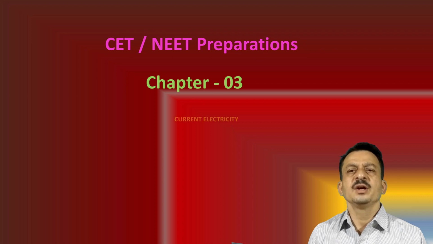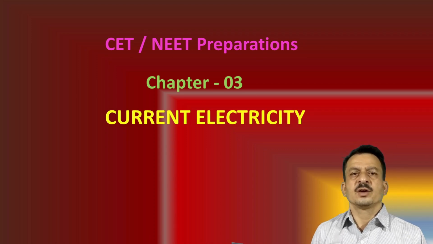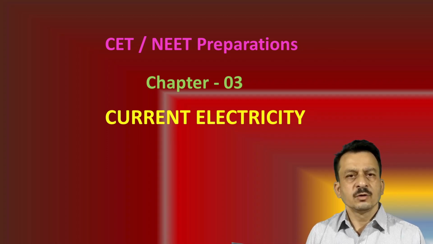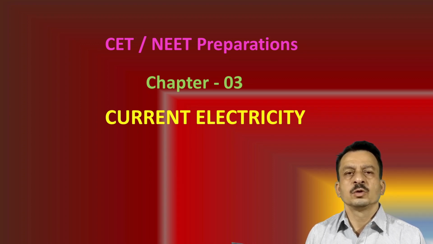Now in this class we will discuss CET and NEET preparation for Chapter 3, current electricity. It is a very big chapter and you may get around 5 questions from this chapter. Now we will look at some 5 important points which are not covered in NCERT textbooks. We will go through those points. Now let me take the first point.